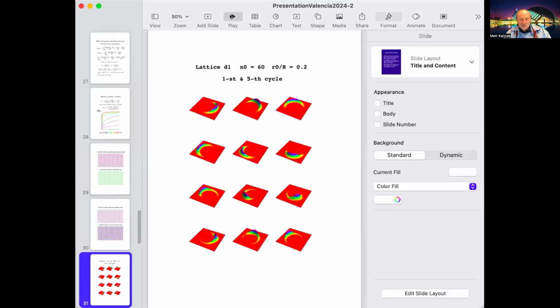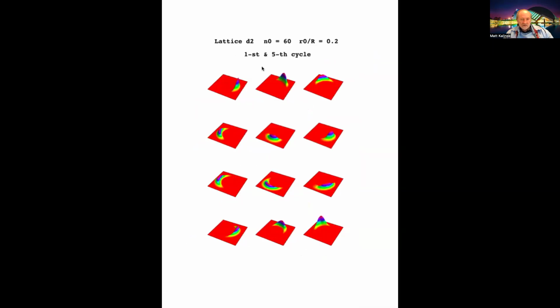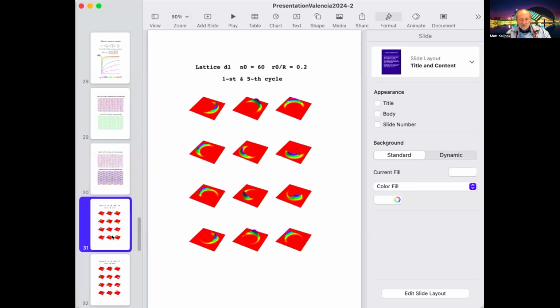This is the D1 sublattice, and the second is the D2 sublattice also. So you see that the confinement of the packets on different sublattices is different. There is stronger, and here is weaker. Okay, so let me now go to the Kagome lattice itself.